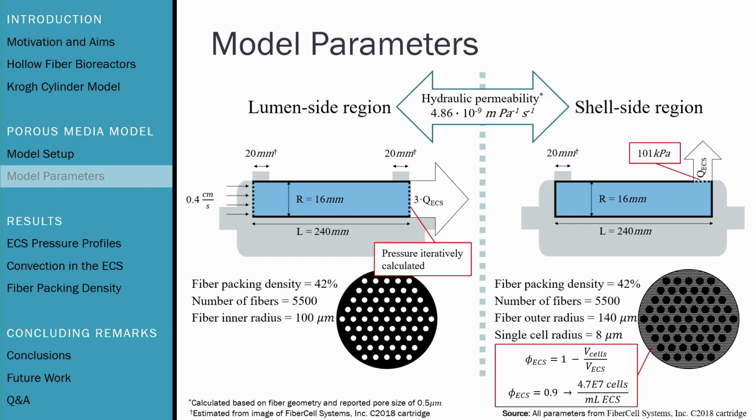And finally, the variable that was varied throughout this work was the porosity in the ECS. And this equation just highlights that as your cell density in the ECS goes up, the porosity goes down because the porosity is the void spaces between the cells.